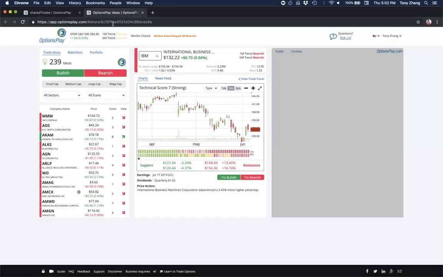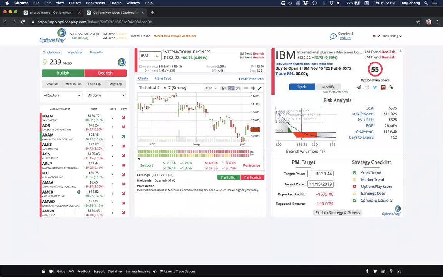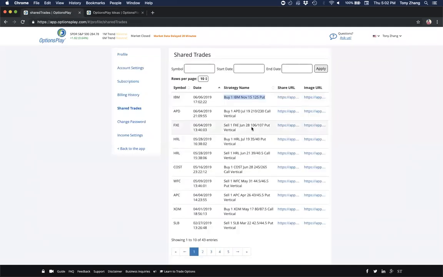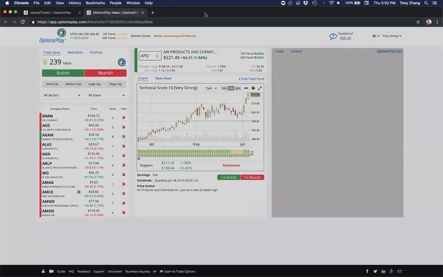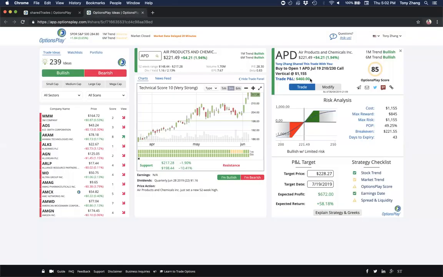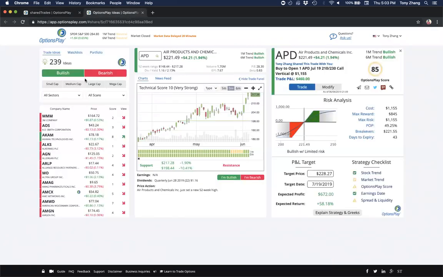So not only do we give you the timestamp and the date, we show you the strategy that you traded, but we also track the P&L. So you can actually pull up any historical trade. So this APD trade that we have from a few days ago, you can pull it up and see, oh, this trade is up $460, and you can see that this trade was made on June 4th at 9:09 at night was when I published this trade. So we actually have all of that for you if you're interested in saving a trade and tracking it for your purposes.